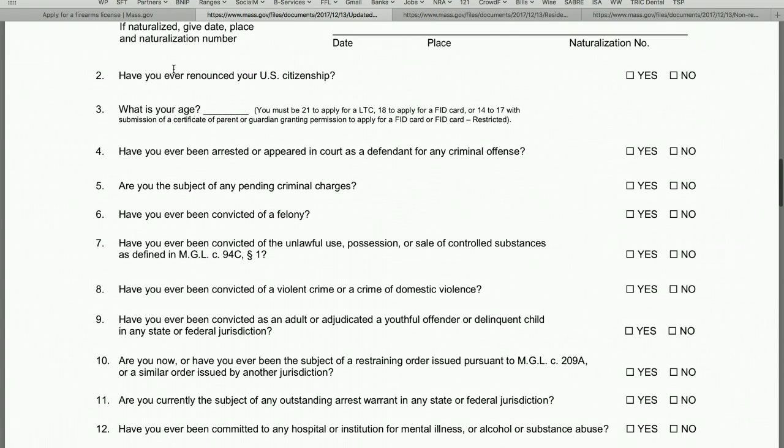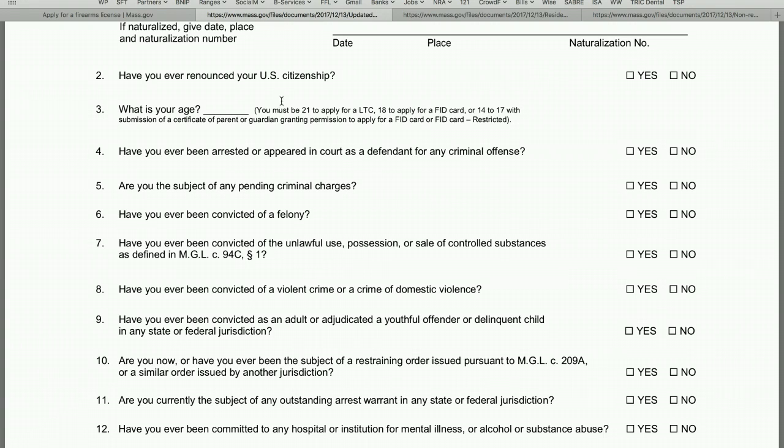So as you see here, have you ever renounced your U.S. citizenship? If you have ever renounced your U.S. citizenship, you're not going to get a license to carry. That's one of those things that disqualify you. So if for whatever reason you got fed up with the U.S. and you actually went and formalized the process of getting out of here, then that's kind of screwing you up.